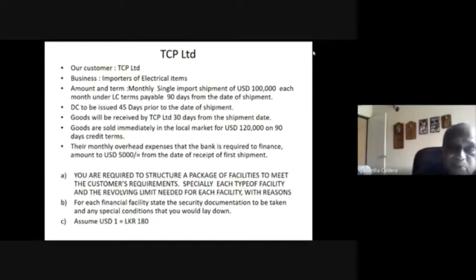at that particular point, there's a very important thing we have to do for the customer to release the goods. They have to get the BL and the documents, right?